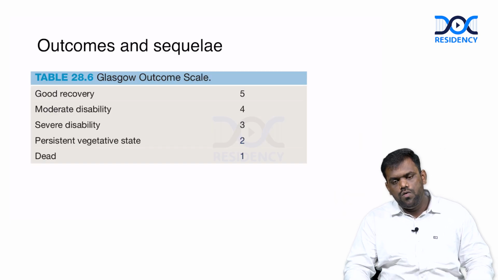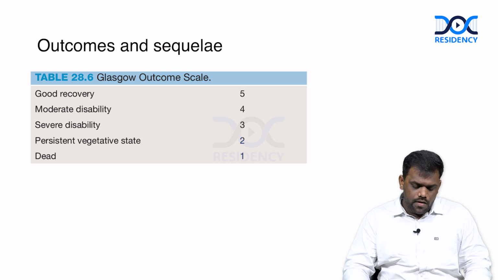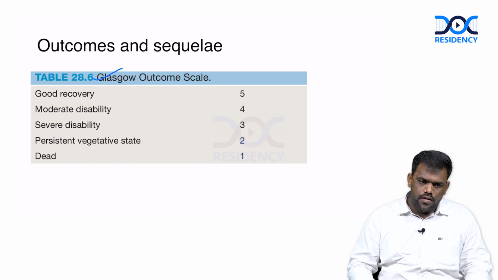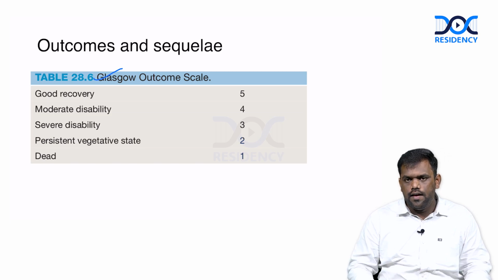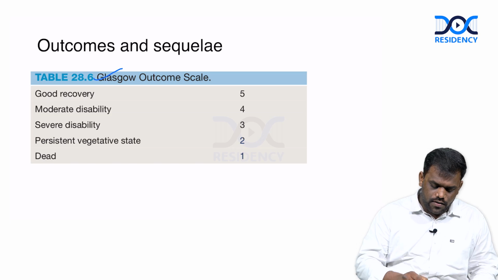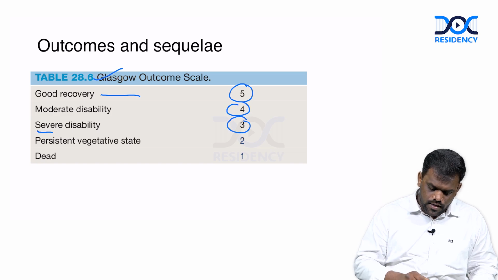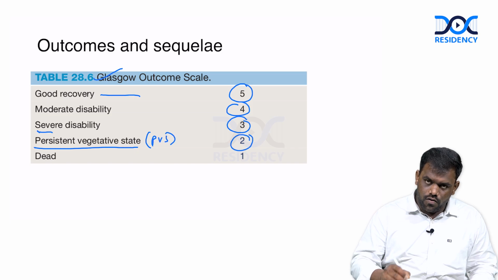How do we assess the outcome of a patient who has undergone treatment for head injury? We use the Glasgow Outcome Scale, which has 5 grades. A patient with good recovery scores 5. Moderate disability is score 4. Severe disability is score 3. A persistent vegetative state is score 2. And if the patient is dead, the score is 1.